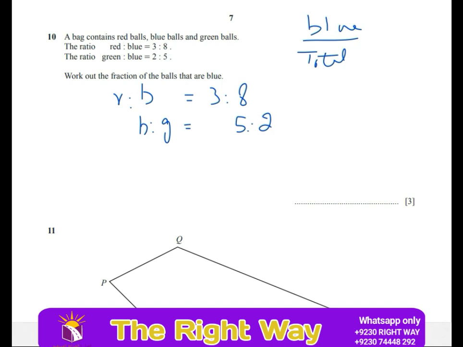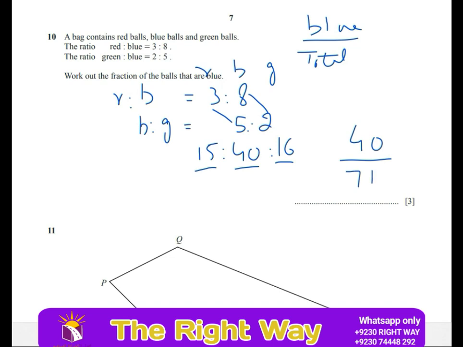Now for the ratio of red, blue and green, I am going to multiply 3 into 5 will be 15, 8 into 5 will be 40 and 8 into 2 will be 16. So I will get the ratio of red, blue, green. Now blue is equal to 40 and total is equal to 40 plus 16 plus 15. 40, 50, 60, 70 and 71. So the blue balls are 40 and the total are 71. So it will be 40 divided by 71.